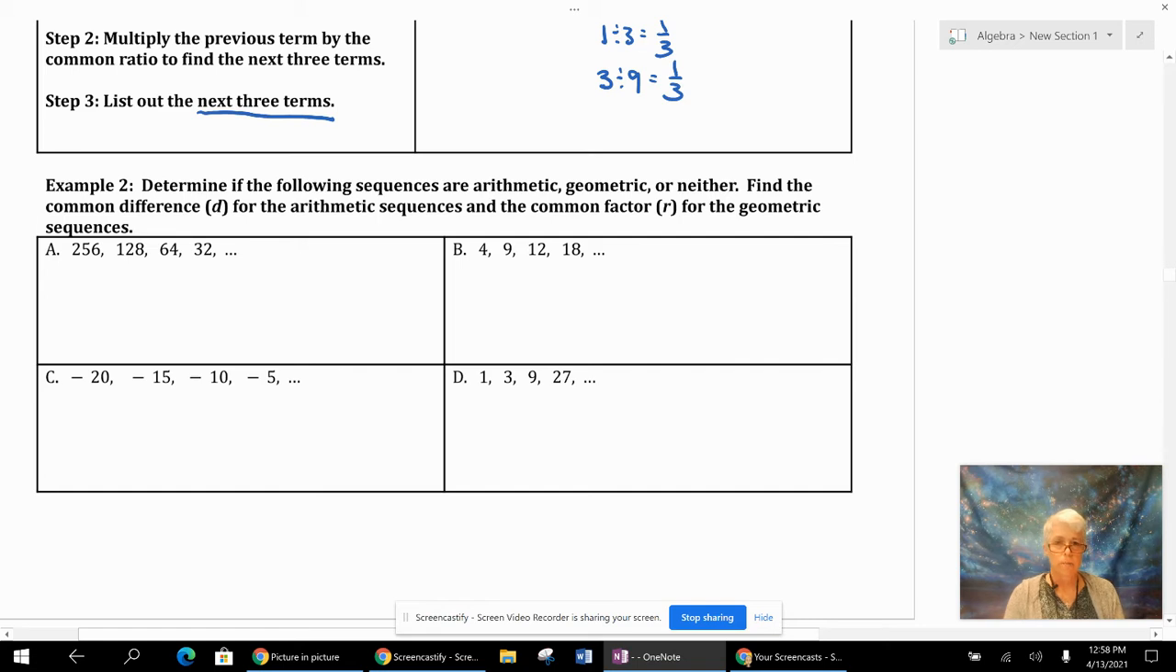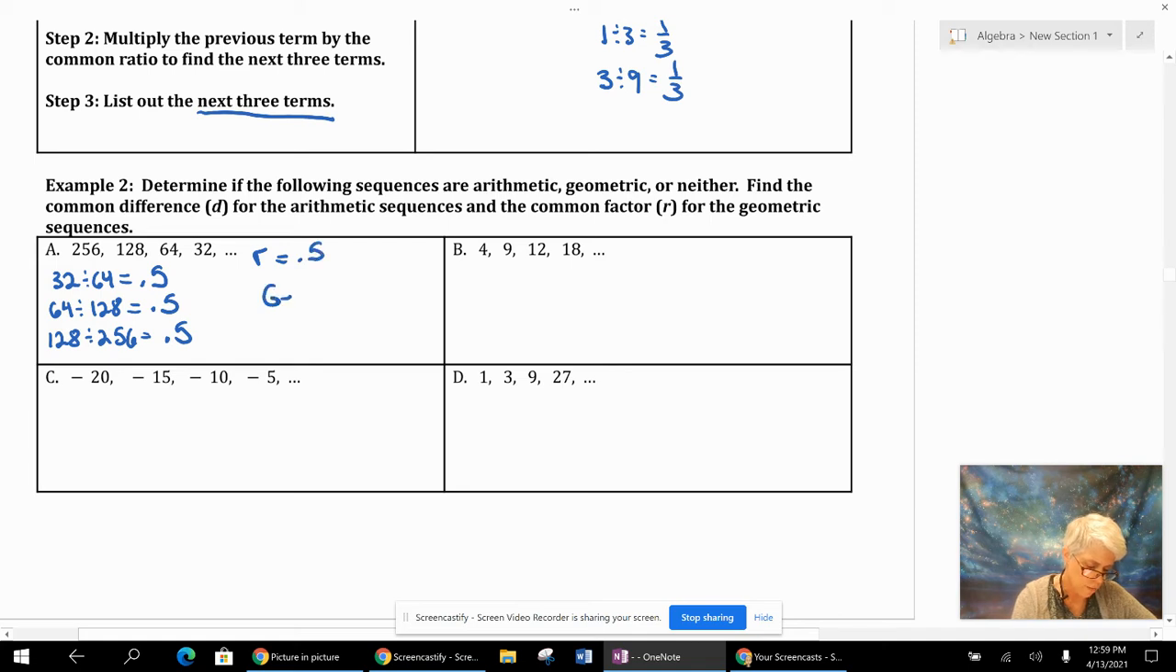Now this is taking us back to arithmetic, and we're doing a comparison to tell which one it is. I'm going to look at the first one, and I'm going to take the 32 and divide it by the 64. If I put that in my calculator, I get 0.5. If I take the 64 and divide it by the 128, I get 0.5. If I take the 128 and divide it by 256, I get 0.5. So it's my ratio, which means it's going to be geometric.